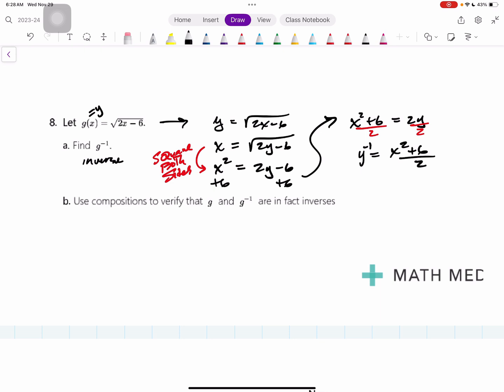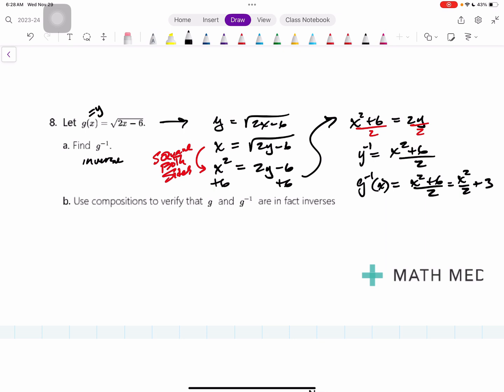And so this becomes the inverse here, and so it's actually G inverse, not F inverse. So I'm going to write it in inverse notation. So G inverse of x is equal to x squared plus 6 divided by 2. And if you want to write it as x squared divided by 2 plus 3, you can do that as well. Just divide both by 2.